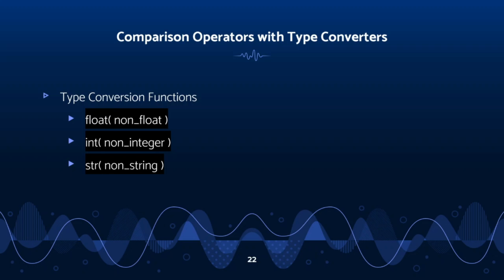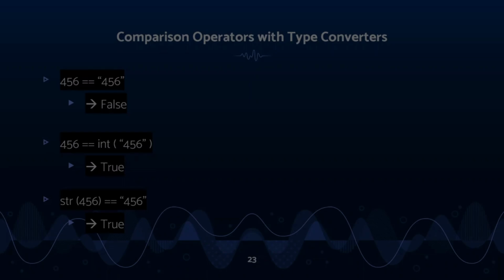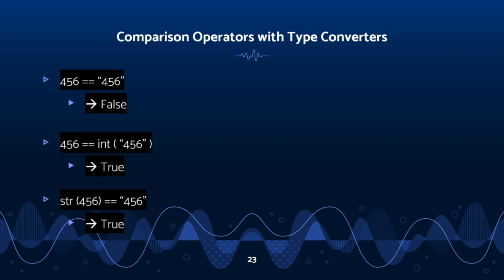Let's look at the third example from the last slide. The original problem said integer 456 equals string 456, which evaluates to false. However, if we use int function on the right-hand side, both sides become integer 456, which evaluates to true. Same for the last one. By using str function, we made both sides become string 456, which evaluates to true.